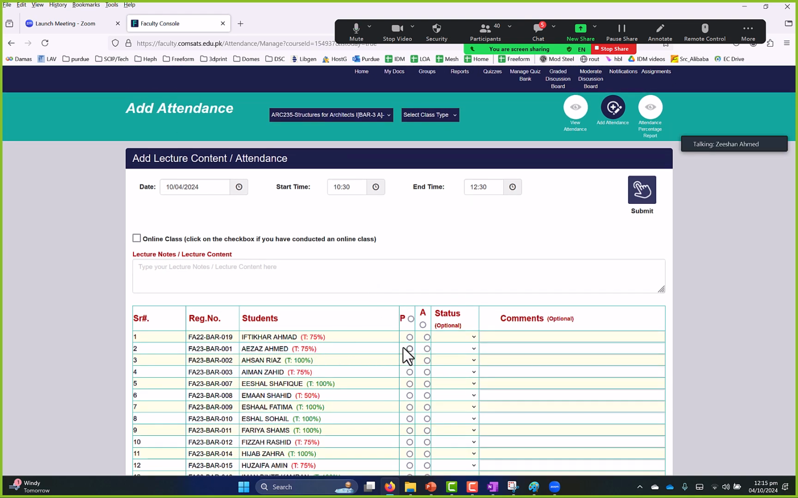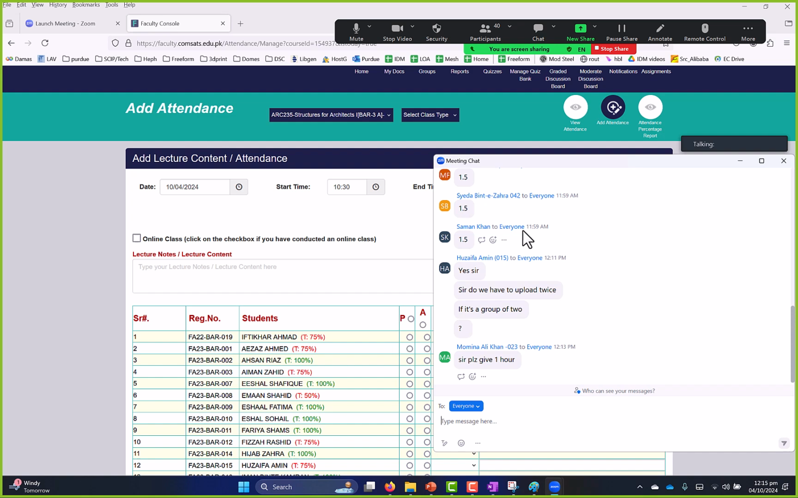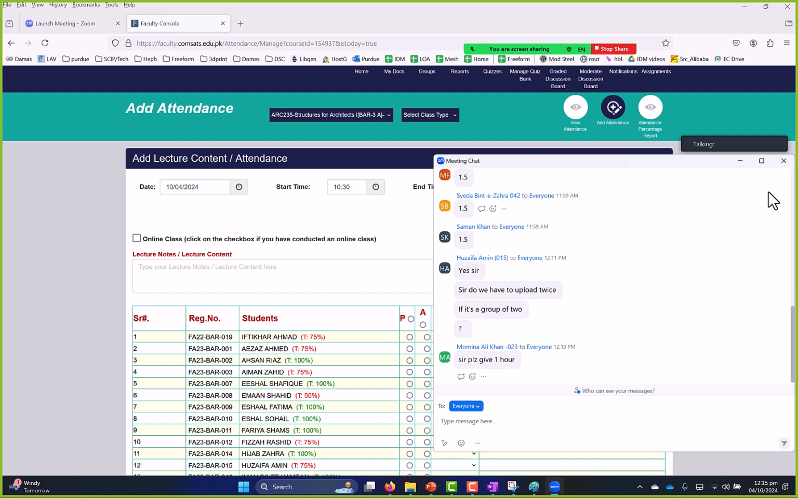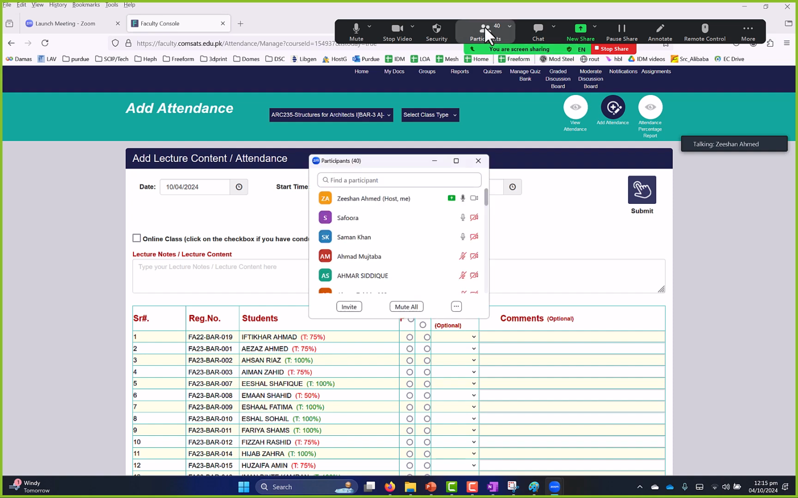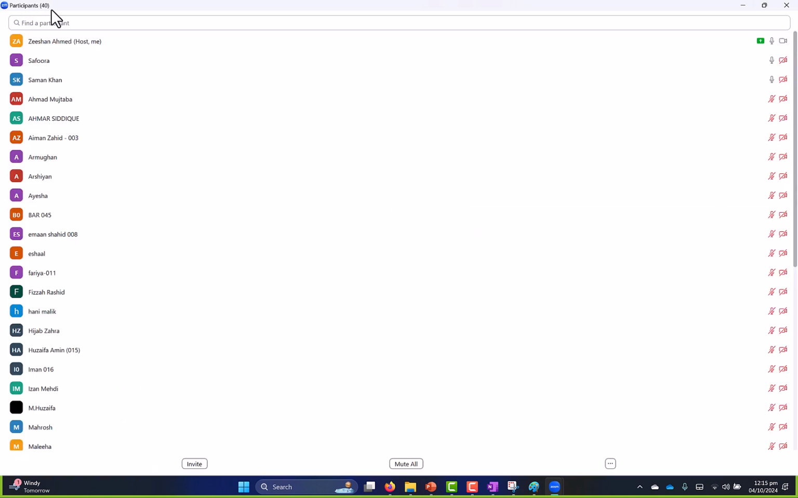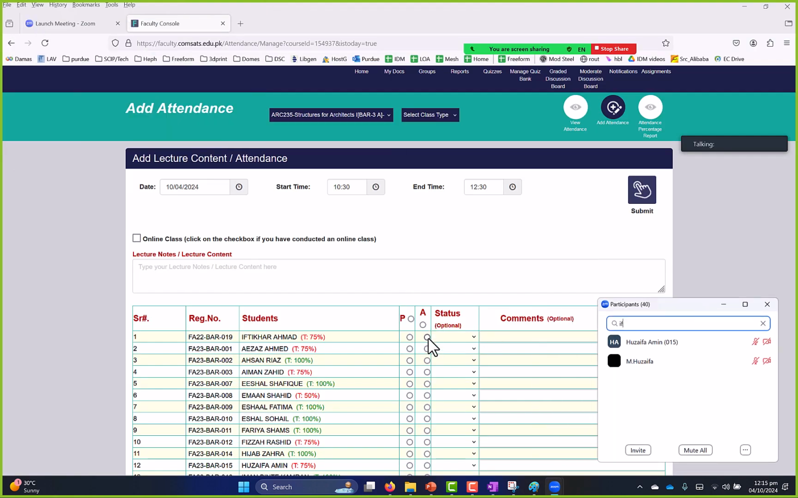Iftikhar Ahmed. Yeah. Iftikhar is here or not? Absent. Izaz.